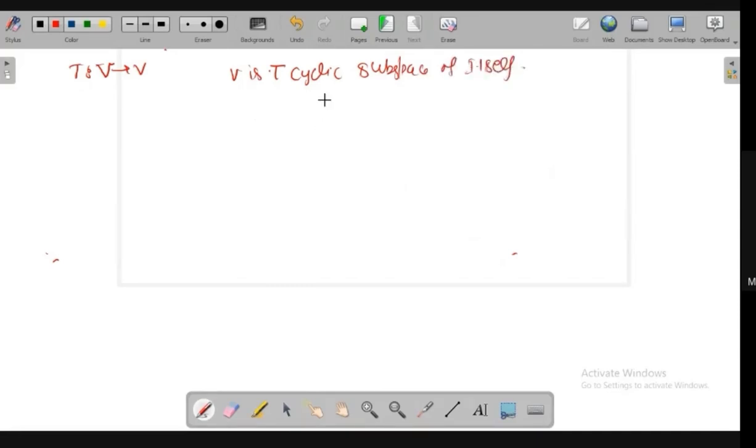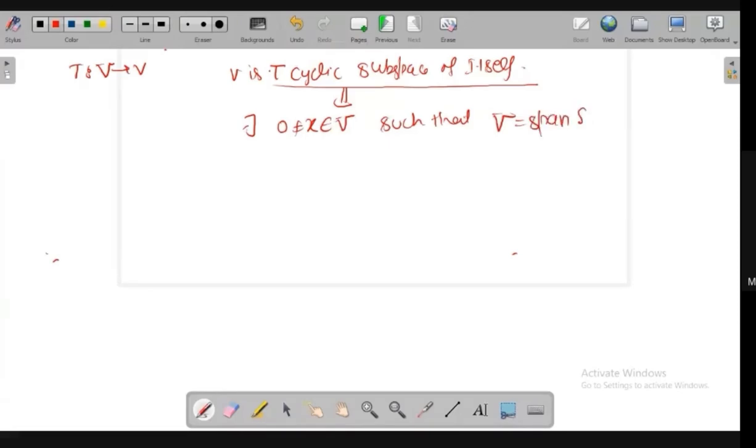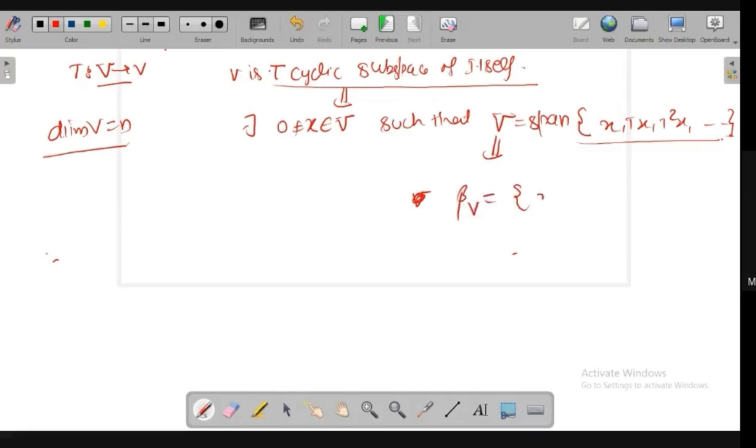Okay, this implies V is a T-cyclic subspace of itself. This implies there exists a non-zero vector x belonging to the vector space V, such that V can be written in the form of the span of the set x, T of x, T square x, and so on. But it is given that the dimension of the vector space V is n. The basis for V will be x, T of x, T square x up to T^(n-1) of x, because it is an n-dimensional vector space.